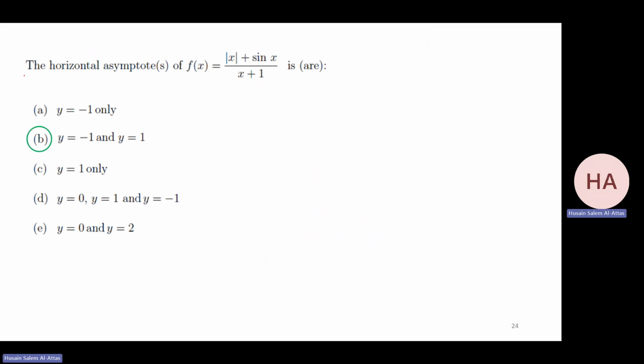You want to find the horizontal asymptotes for this function. Be careful with this function. First, I have an absolute value and have sin x. What I will do, I will do a limit as x goes to infinity. What will happen to the absolute value? It will be equal to x in this case, as x goes to infinity. So x plus sin x over x plus 1.